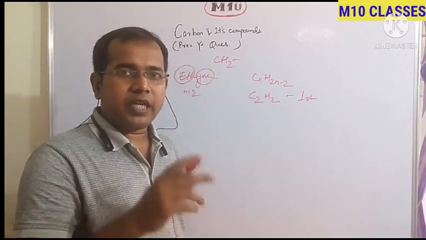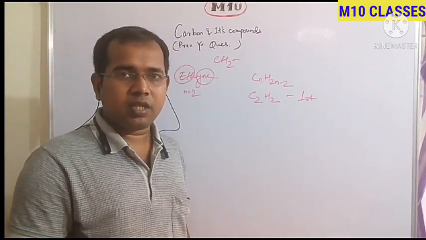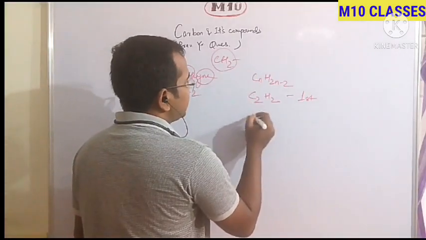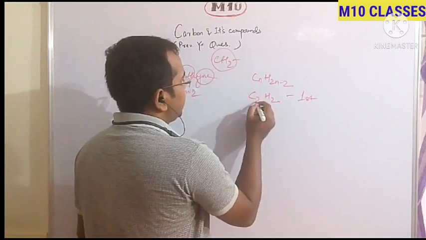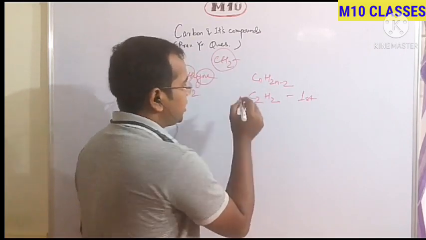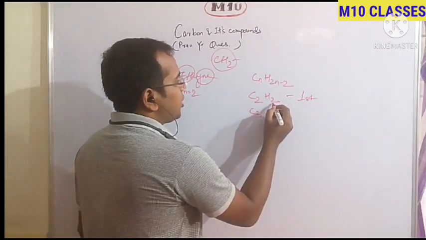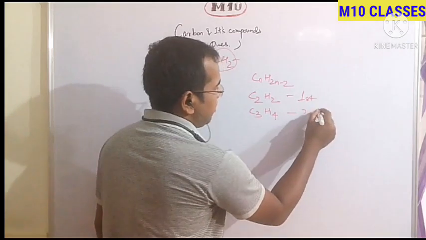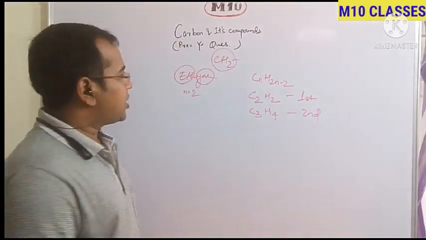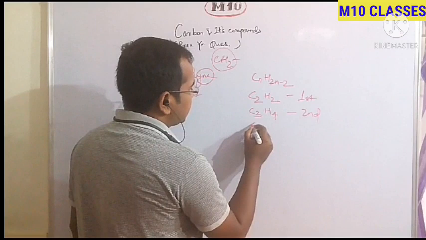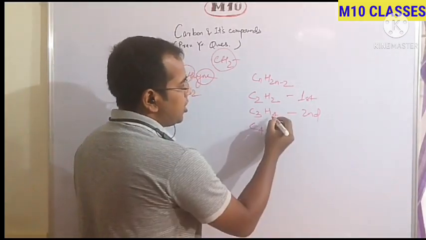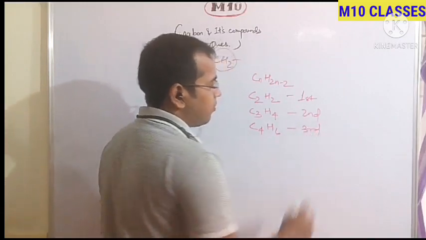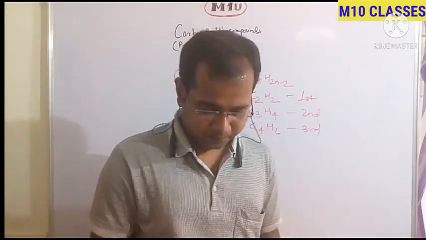And as I have told you, each successive member in the homologous series varies by only a CH2 unit. So you add CH2 here. There are 2 carbons, add 1 carbon, you will get C3. There are 2 hydrogens, add another 2, you will get C3H4. This is the second member. The third member would be, add another carbon, C4, and 2 more hydrogens, you will get C4H6. This is the third member of the homologous series.